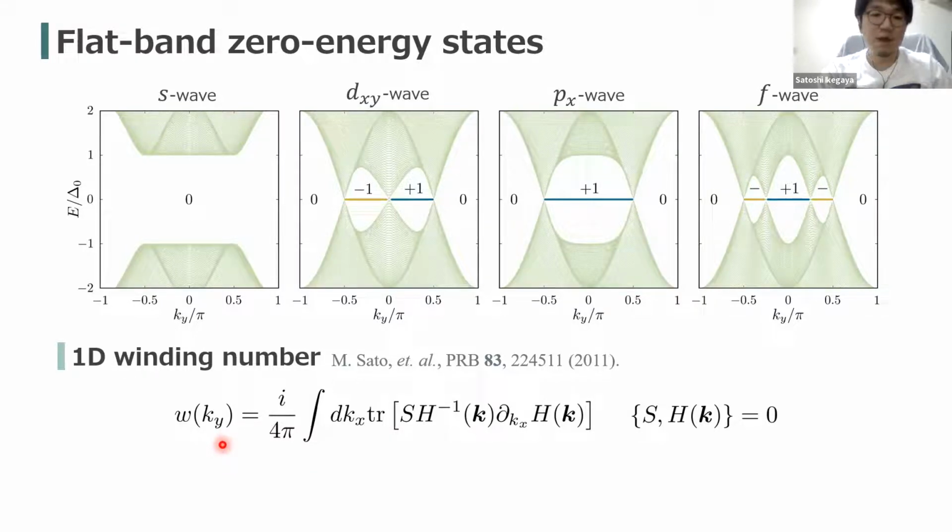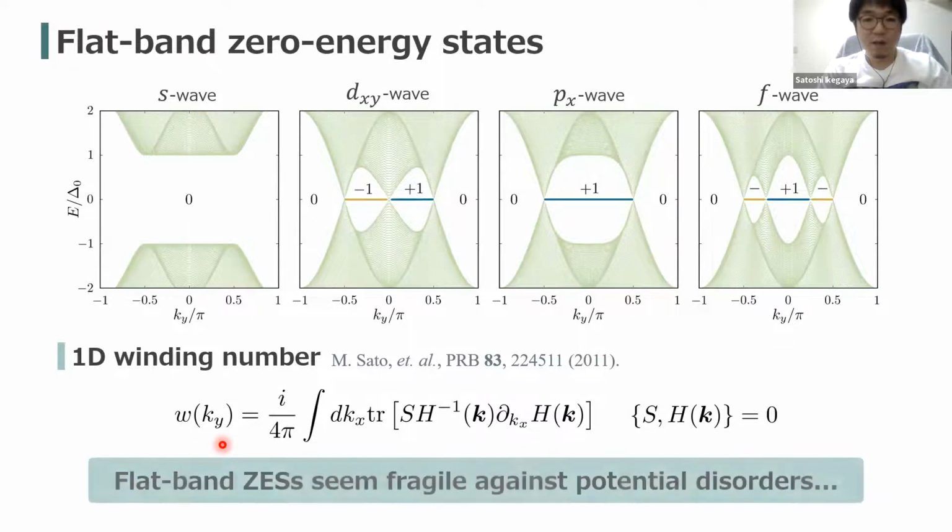Therefore, the winding number defined by using the BdG Hamiltonian well characterizes the emergence of the flat band zero energy states. But at this point, we face a crucial problem, because when we introduce impurities to the material surface, the translation symmetry is broken and the momentum is no longer a good quantum number. It means that the winding number cannot be defined in the presence of impurities. So this fact implies that the flat band zero energy states seem to be very fragile against potential disorder. However, we have known very drastic phenomena that clearly contradict this simple expectation.